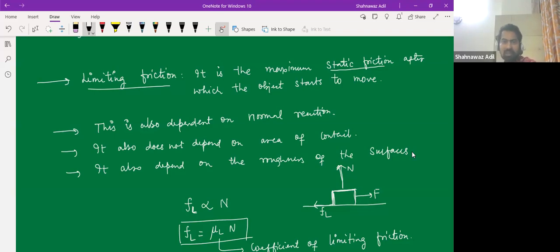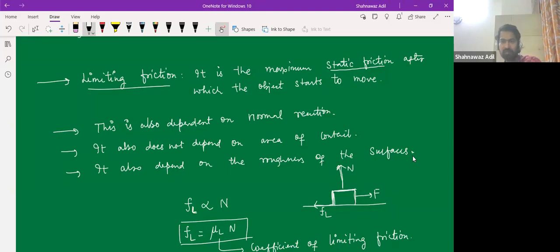So always remember that friction is a relative thing, right? So both the surfaces we are counting. Okay. And what is the cause of this friction? So the cause lies in the intermolecular forces.